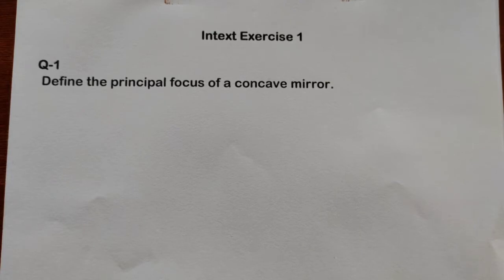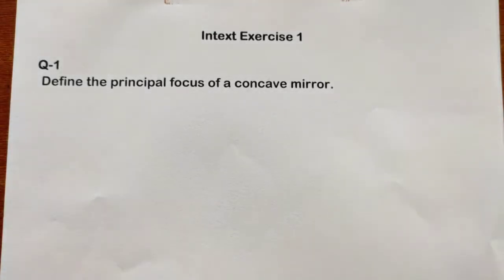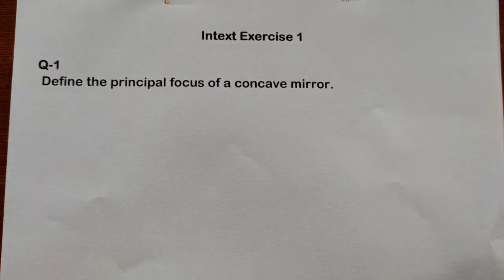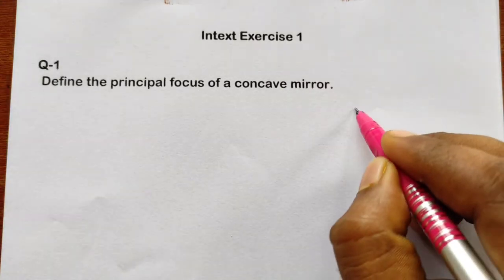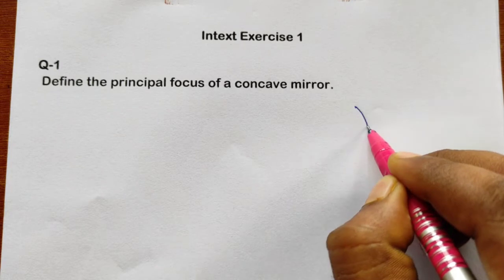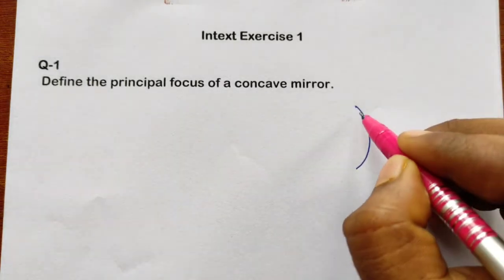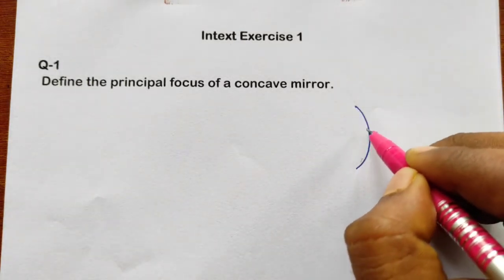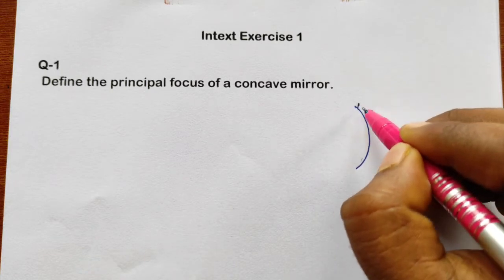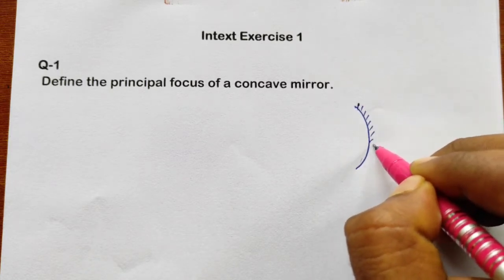Define the principal focus of a concave mirror. A concave mirror is a spherical mirror whose inner hollow surface is a reflecting surface. So I'm going to draw a spherical mirror whose inner hollow surface is a reflecting surface. This one is a reflecting surface. Outside we have a silver coating here.